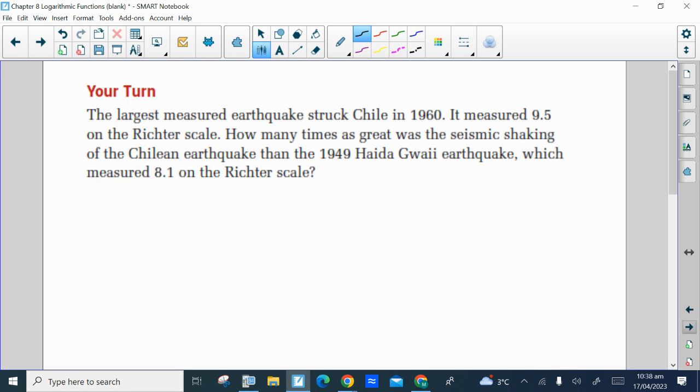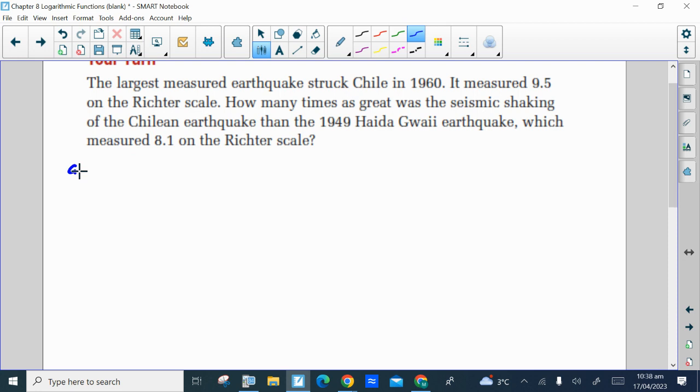The largest measured earthquake struck Chile in 1960. It measured 9.5 on the Richter scale. How many times as great was the seismic shaking of the Chilean earthquake than the Haida Gwaii earthquake, which measured 8.1 on the Richter scale? So again, as we saw in the previous question, we can compare them by dividing the amplitudes. The amplitude of the Chile earthquake divided by the amplitude of the Haida Gwaii quake.